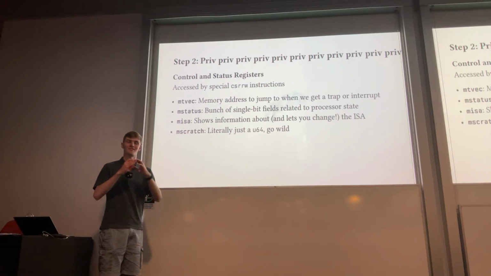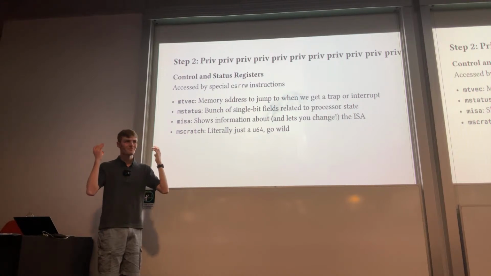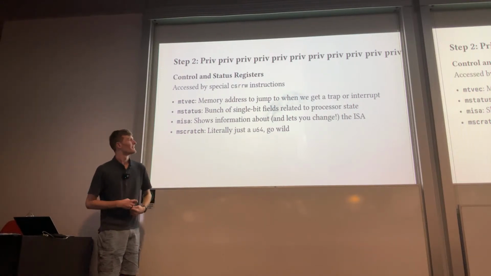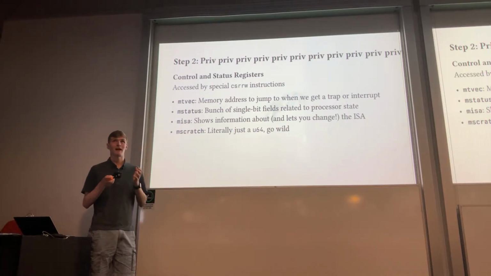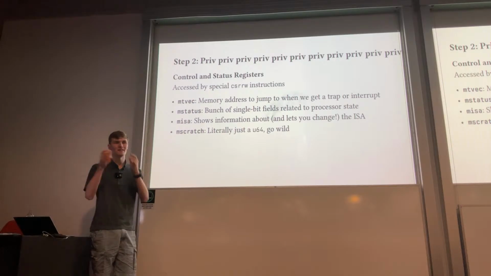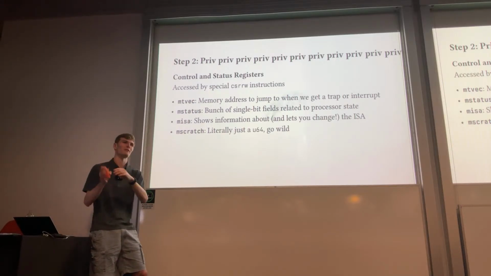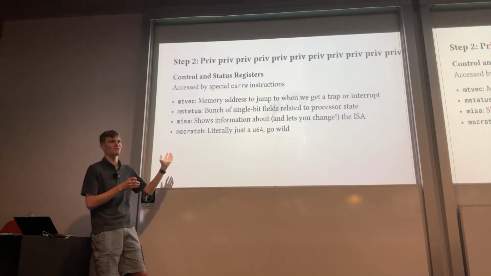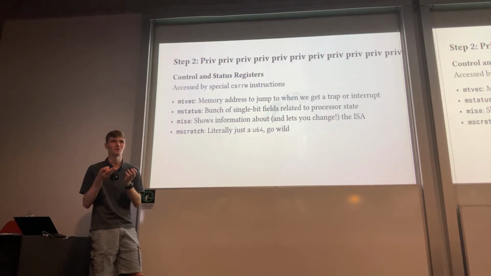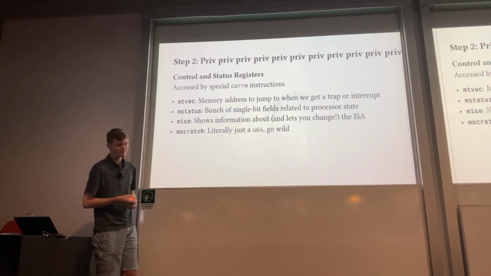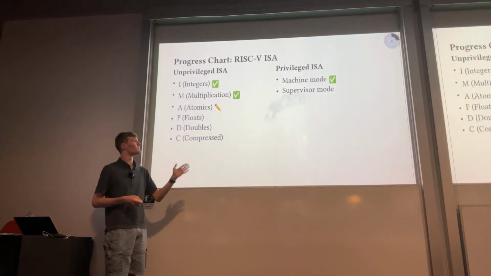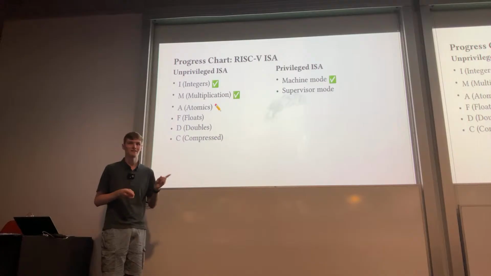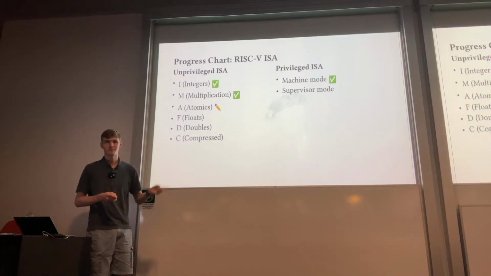This is literally just a 64-bit wide register. Go wild with it. It's mainly for what happens immediately after a trap, when you store one register into mscratch so that you have that register for use generally. So that's the first part of CPU privilege. We'll get to supervisor mode later.